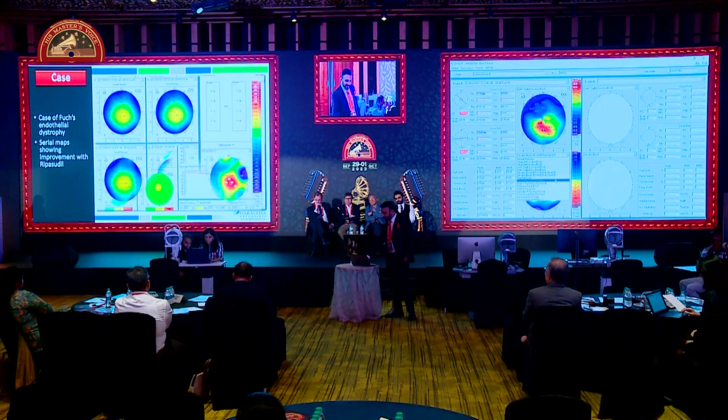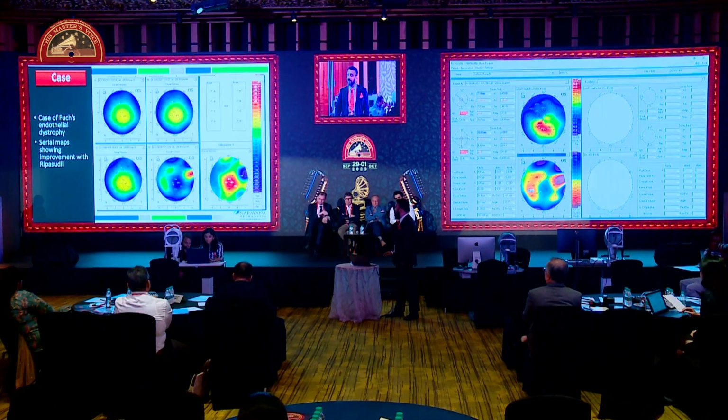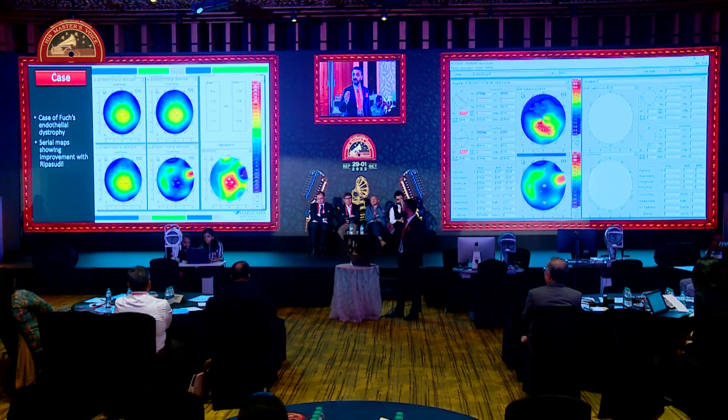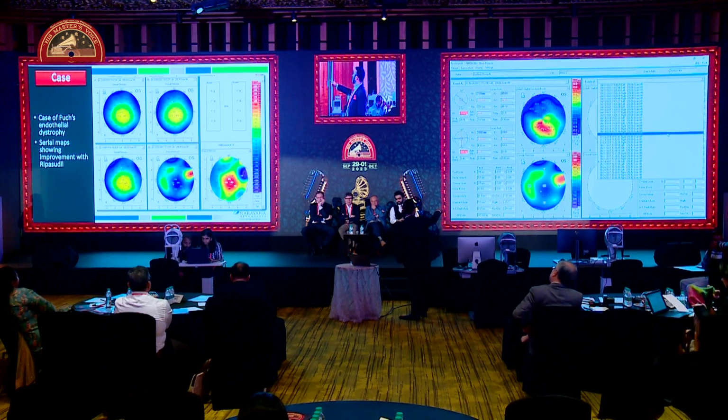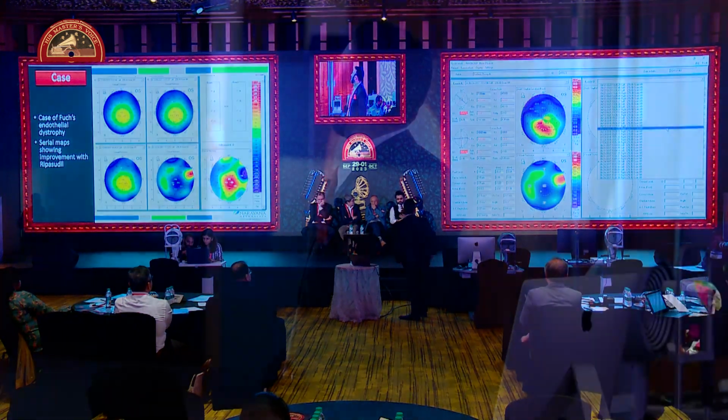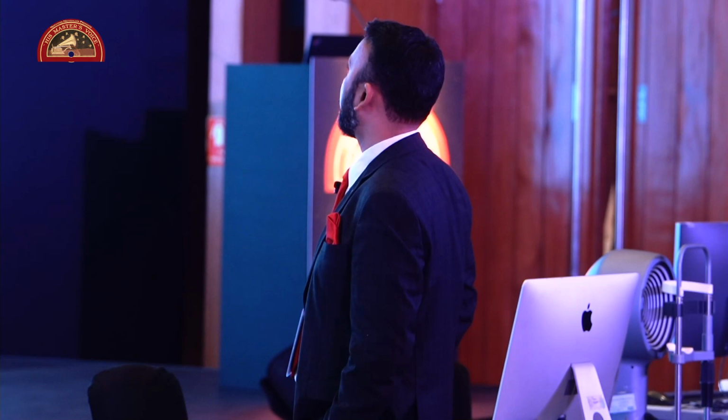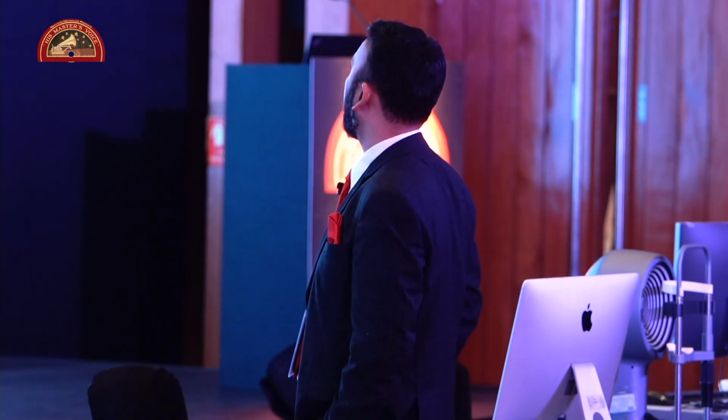Now, if you see here, this is a case where we had given this patient Ripasudil. Now, you can see here. Sneha, do you have it on the machine? Can we show them on the, okay, fine. You can show me Pachymap, that's good enough to compare two scans.